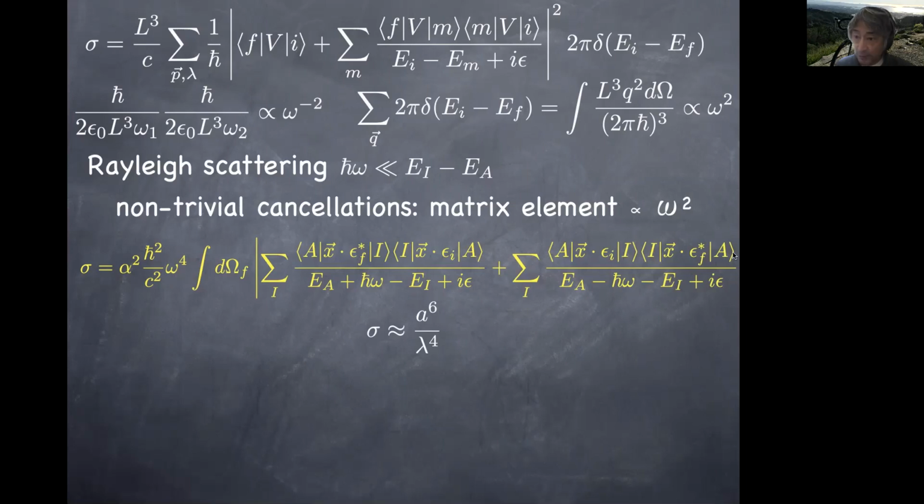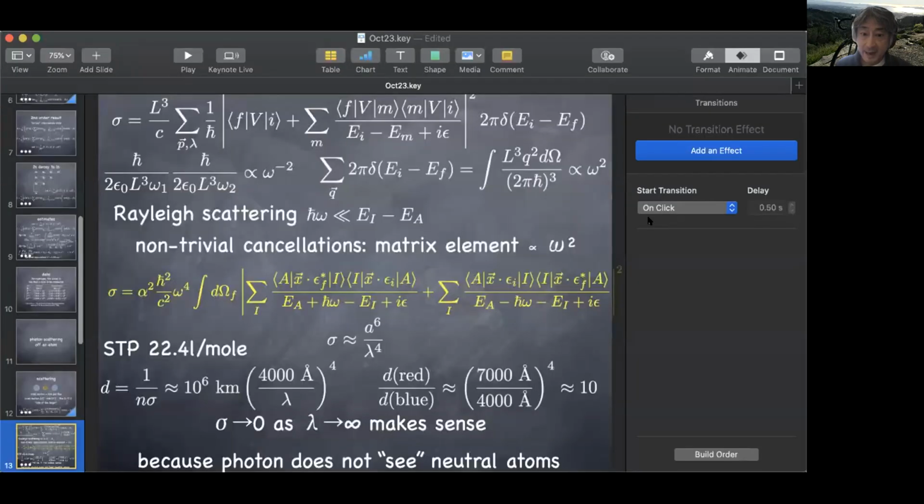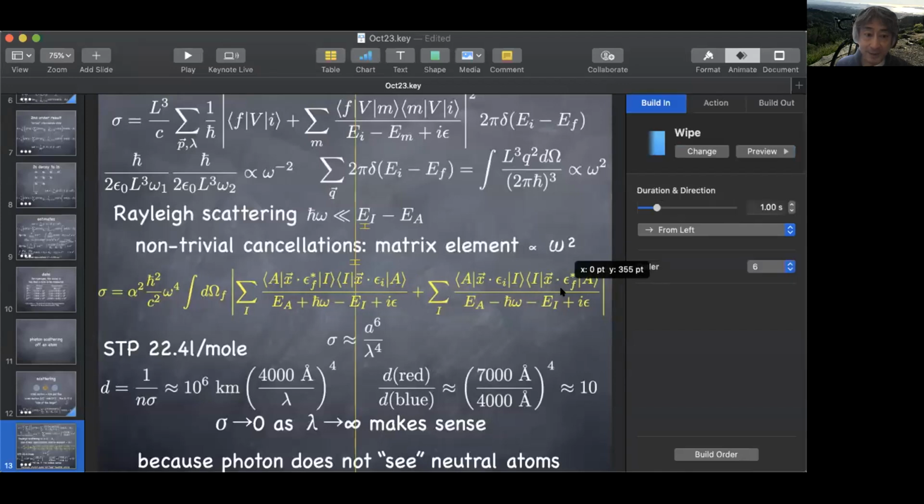And I realized that the absolute square is outside the window. Let me put that in here. Okay, I fixed it.